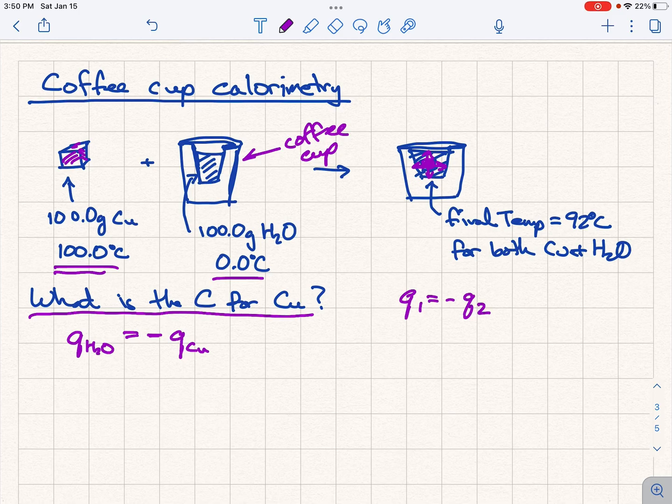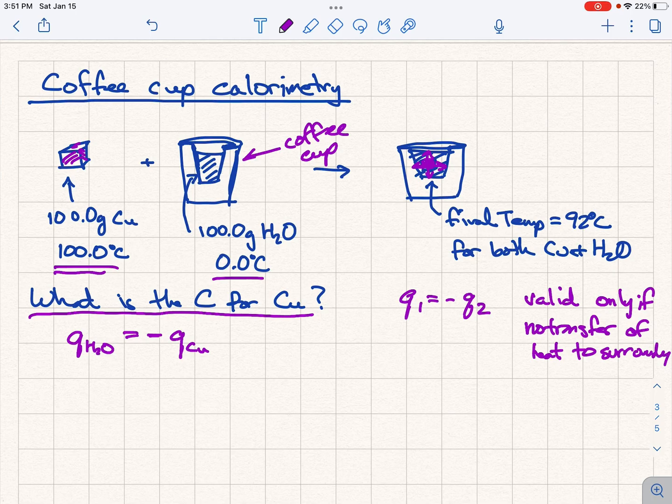And it's only valid if you're in a calorimetry situation. So only if there's no transfer of heat to the surroundings, okay? And by surroundings here, surroundings becomes a loaded word very quickly. But the surroundings here is that we're not losing any heat out of the coffee cup and out into the rest of the world, okay? So there's no heat lost outside of the coffee cup, all right? And if that's the case, if there's no heat lost, all the heat that's lost by one substance is gained by the other.